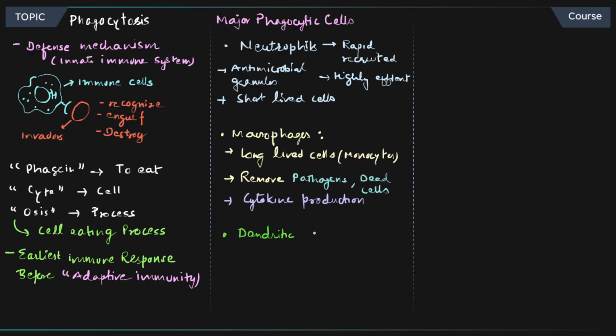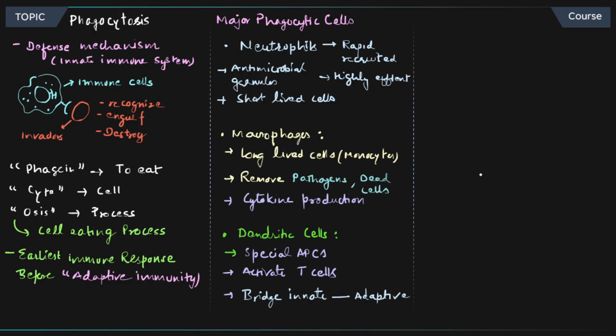All these three cells play a very important role in phagocytosis. Dendritic cells are APCs, antigen presenting cells. They activate T cells. Dendritic cells are really important in activating T cells, and that's why they are a kind of bridge between the innate and the adaptive immune response. So dendritic cells actually make a bridge between these two types of immune responses.